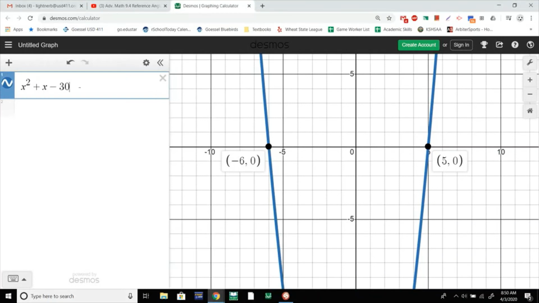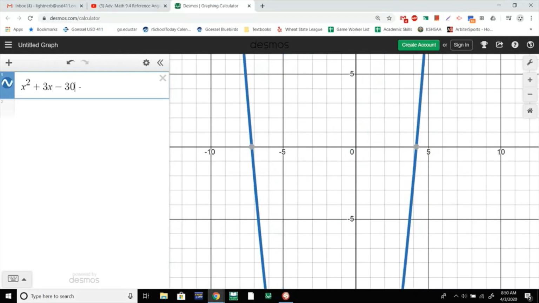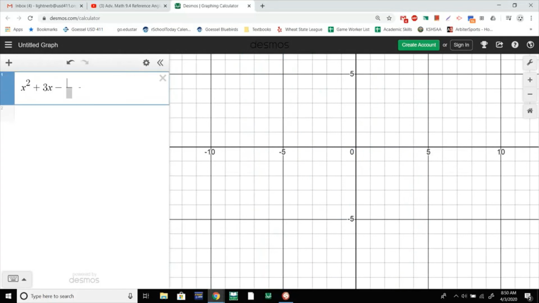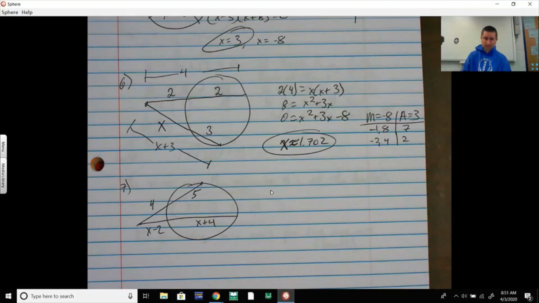So x squared, I miscalculated some of my numbers. Minus, not 30, minus 8. So we could use this to say, okay, we don't want the negative, we want the positive. So x is about 1.702, or 1.7. That looks like two approximate symbols, doesn't it? That's x is approximately 1.702. Okay, the graph is nice, if you use it.